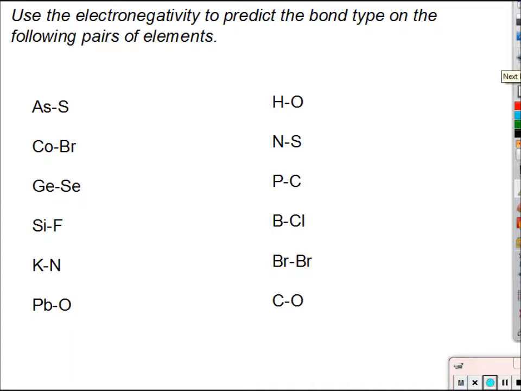And we'll use electronegativities tomorrow and begin to predict bond types. And we're going to do this in class and see which you can figure out from there.